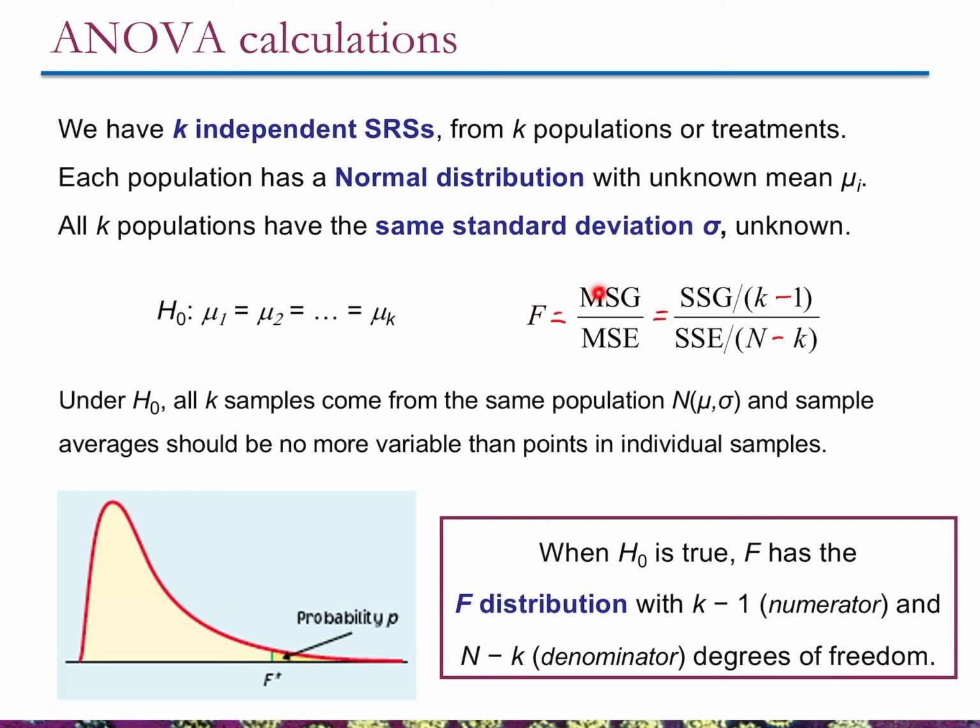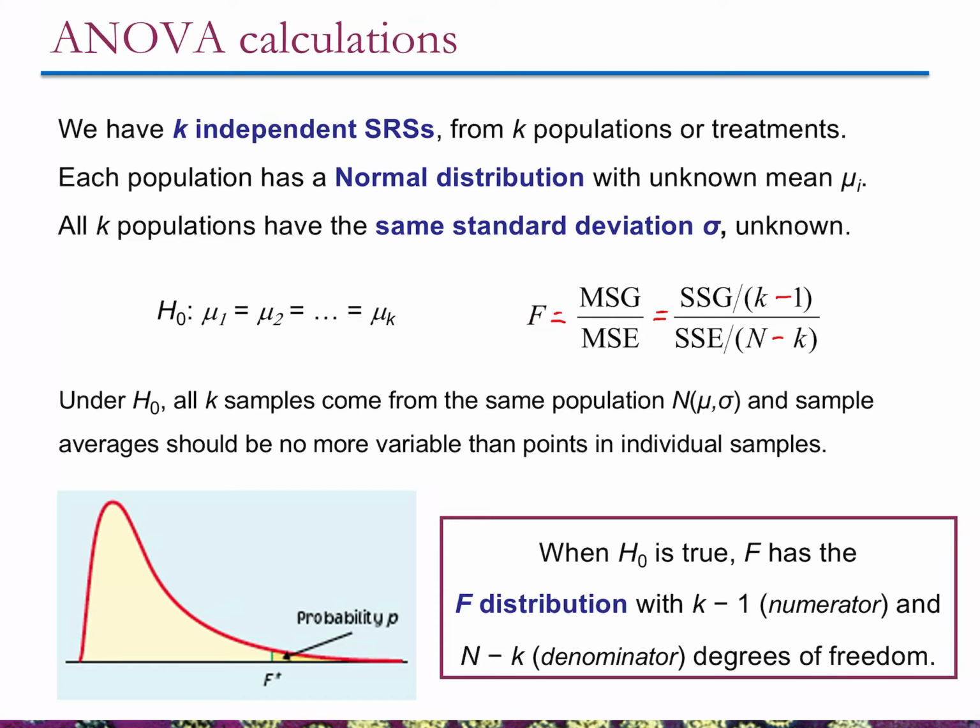Remember that if we have more variation between our samples than within our samples, that should give us a large value of F and a small p-value. That should be an indication that our samples do come from different populations. If the reverse is true, if we have more variation within our samples than between our samples, that should give us a small value of F and therefore a large p-value, and that should be an indication that our samples come from the same population.